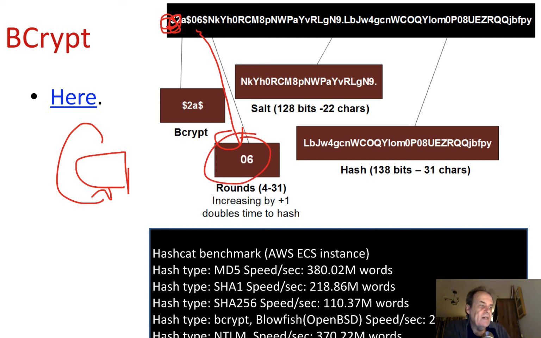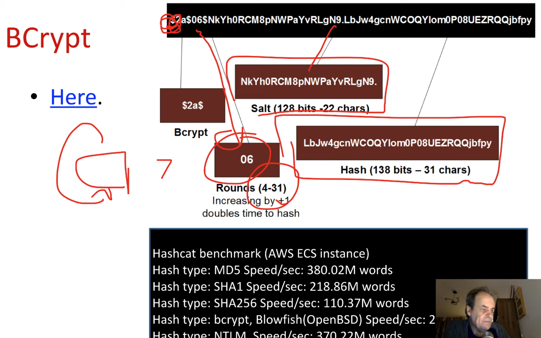Each time it doubles the hash time. So if we went to 7, we'd double it again. If it took half a second, then it's going to take a second. And up to 31 will actually take a long time. It then has a long salt value that is used, and a long hash from them. To give you some idea of the benchmarks, we can see here that for this instance on the EC2 cloud, we do 25,000 hashes as opposed to 38 million hashes with MD5.